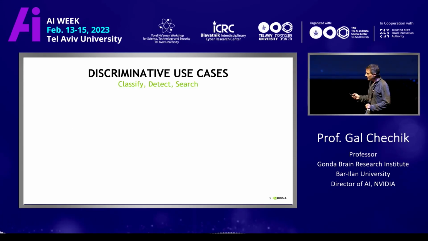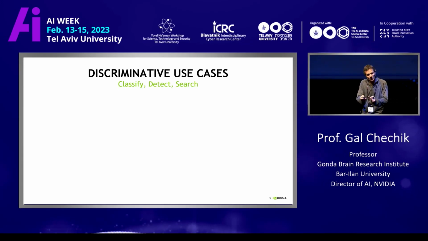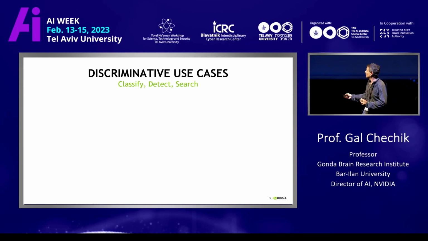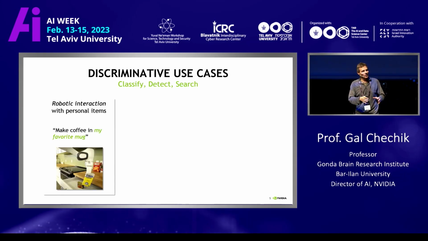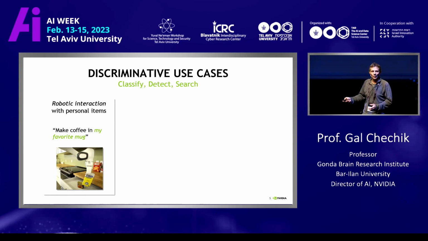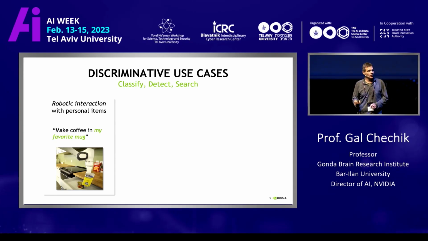So if we can try and combine somehow foundation models with learning for personal items, there are a lot of use cases. For example, imagine the time where we're going to have some smart agent, perhaps a robot in a home helping us make coffee. You want to interact with it in natural language, and perhaps you want to instruct it about specific items in your house. Hey, robot, make coffee in my favorite mug.